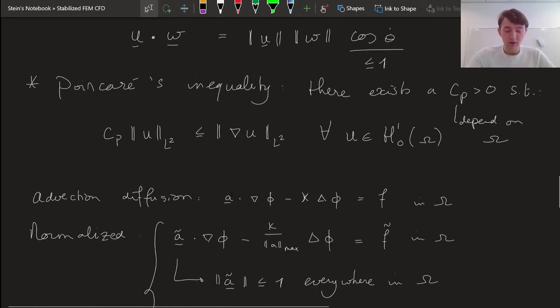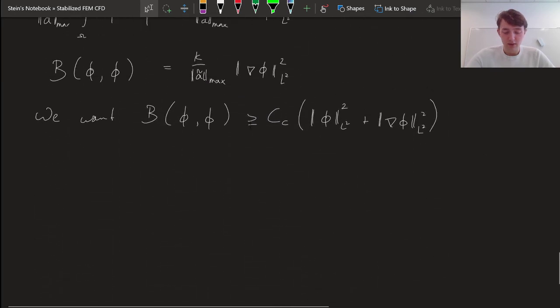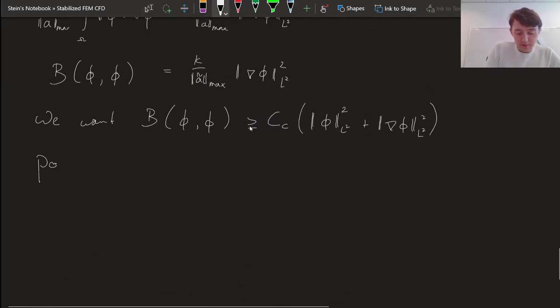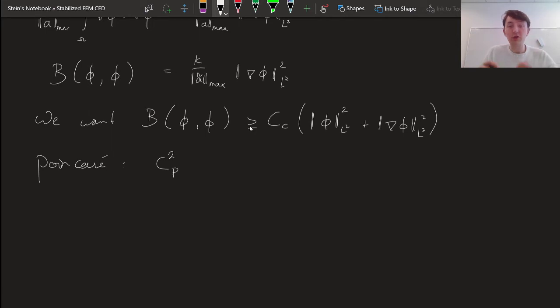So let me write this inequality down as well. So we have Poincare, and I'll square both sides already because we'll end up using the square. So we have the square of some constant Cp again, which only depends on our domain omega, which is going to be fixed obviously, times the norm of phi measured in L2 squared is going to be smaller than or equal to the norm of the gradient of phi squared, also measured in L2.